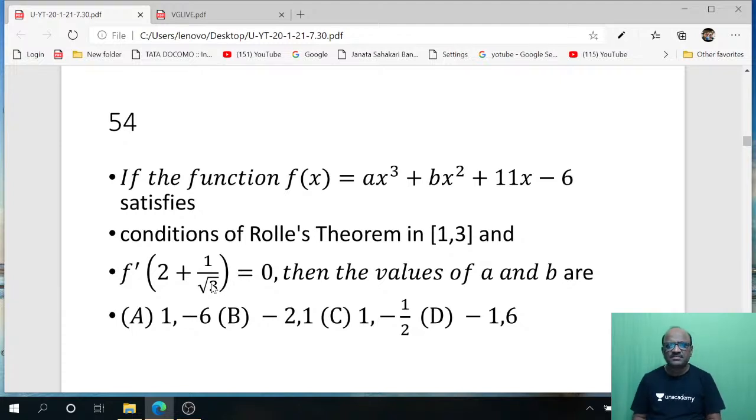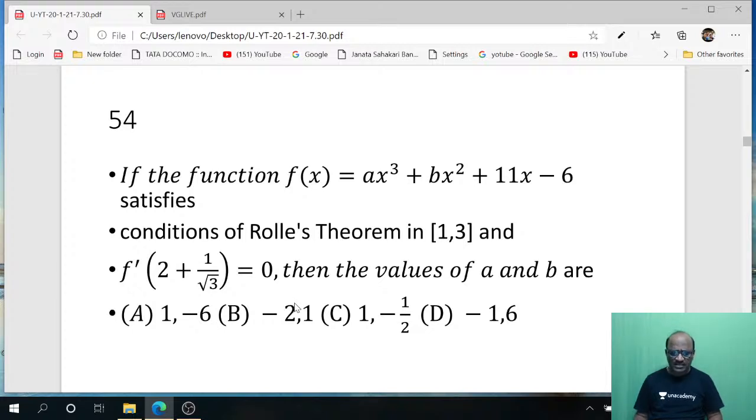Next question. If the function f(x) = ax³ + bx² + 11x − 6 satisfies the conditions of Rolle's theorem in the closed interval [1, 3], and f′(2 + 1/√3) = 0, then what are the values of a and b? Okay, now let us try here. We have given it satisfies the condition f′(c) = 0, then what will be the values of a and b?